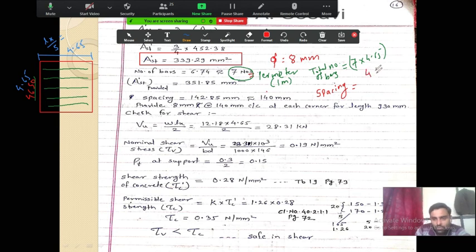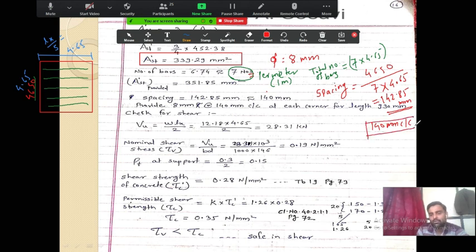So it is 4650 divided by the number of bars. How many bars are there? 7 into 4.65. If you do this calculation on the calculator, the value comes out to be 142.85, about 142.80 mm. If you round this, the value will be 140 mm center to center. So this is the spacing.